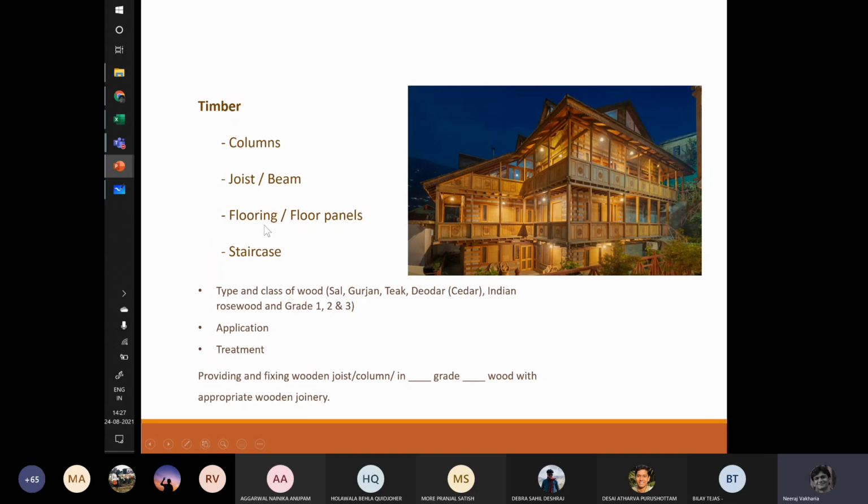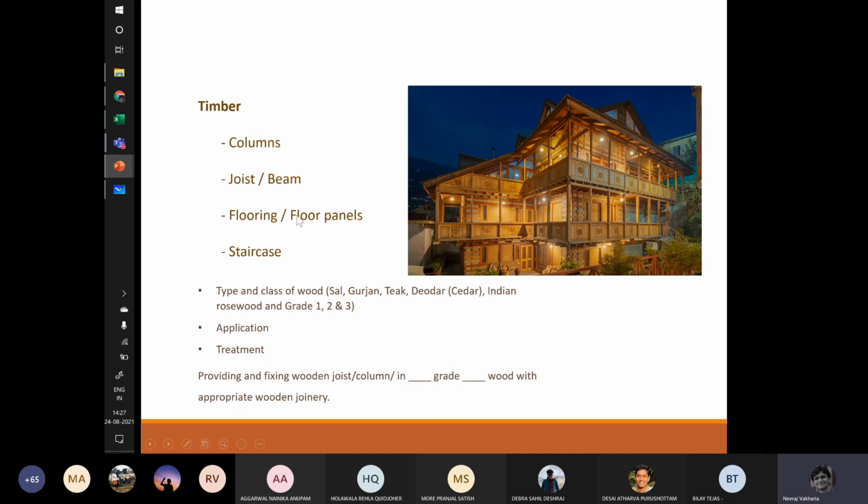We may also use it for flooring or floor panels. Again, wood and not engineered wood. If it is engineered wood, then we have to mention it separately. This is for structural wood. Then there might be staircase or handrails or railing or any of these. The whole building could be out of it, even window frames, door frames, all those things. If we are using timber, then we have to consider it here.